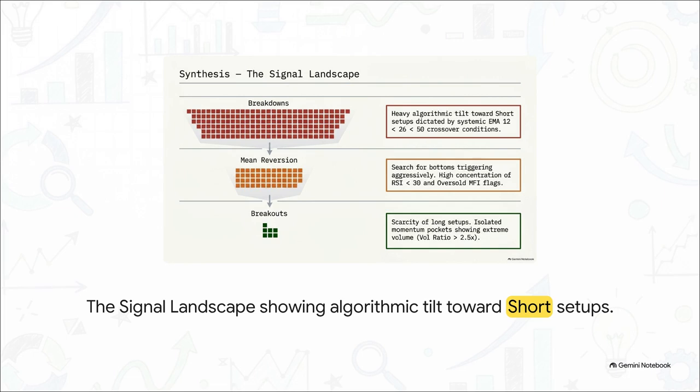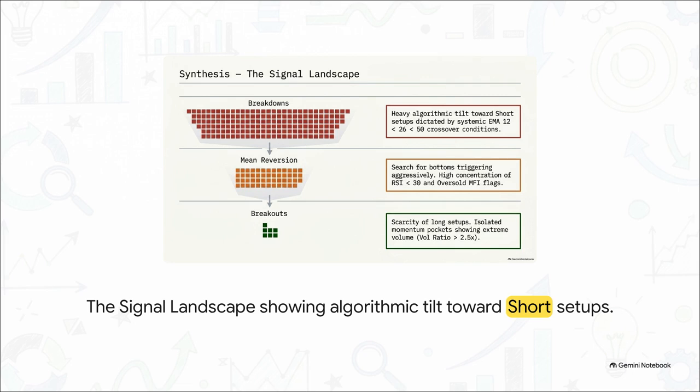Okay, taking a look at this signal landscape, you can see the market is severely lopsided right now. Systemic exponential moving average conditions, and specifically we're talking about where the 12-day EMA crosses below the 26-day, which then crosses below the 50-day, have triggered a massive algorithmic tilt toward short breakdowns. I mean, just look at the top of the funnel here. It's practically a sea of red.